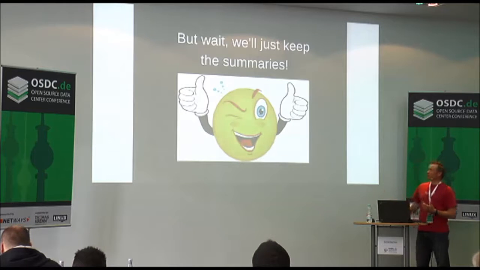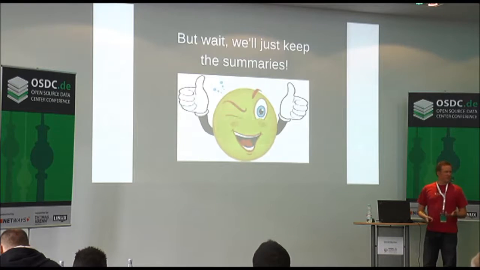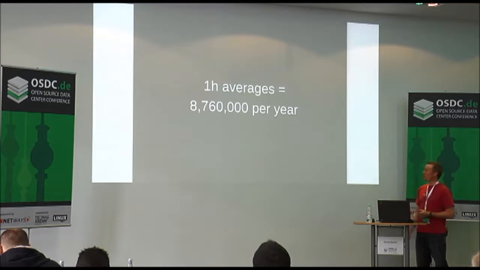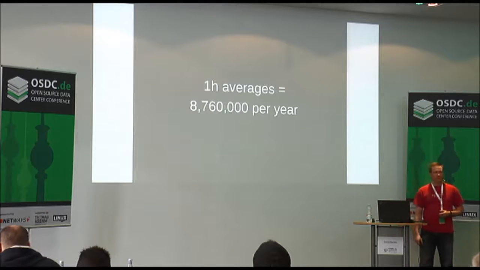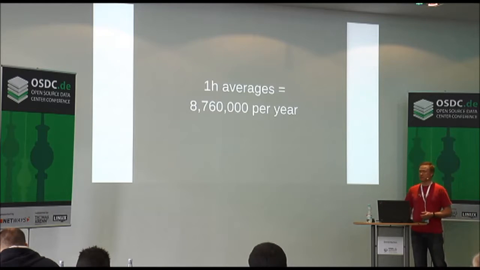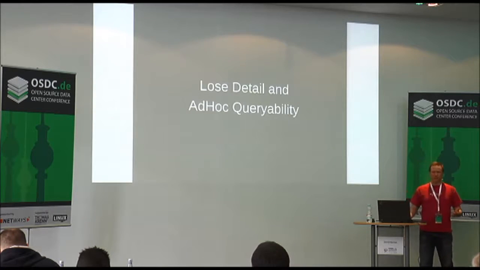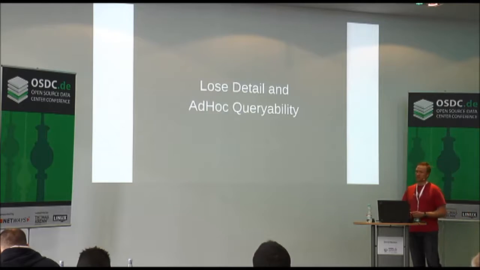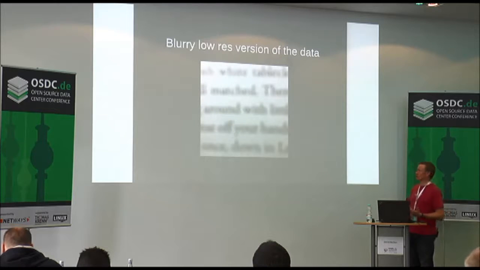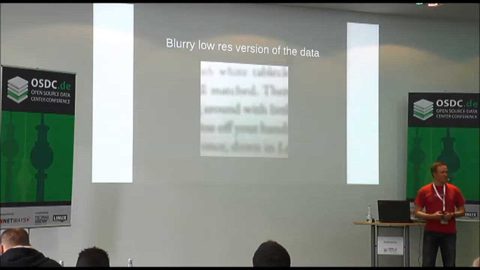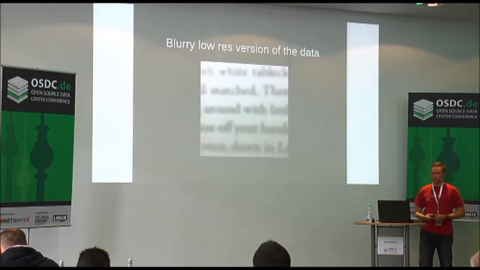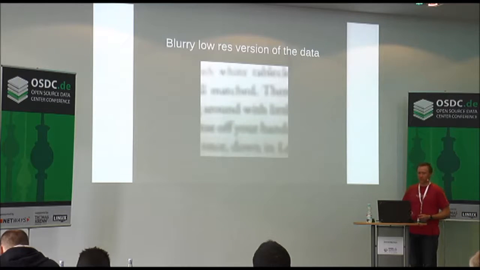So next, the next thought is, well, maybe we'll just keep the summaries of the data. Maybe we don't have to have every 10 seconds. If you collect 1 hour averages, you're down to 8.7 million records per year. It's a lot better, certainly manageable. But you've lost a lot of detail. You've lost ad hoc variability. You're looking at a blurry, low-res image of what the actual data was, or the data that you might like to have collected and stored.